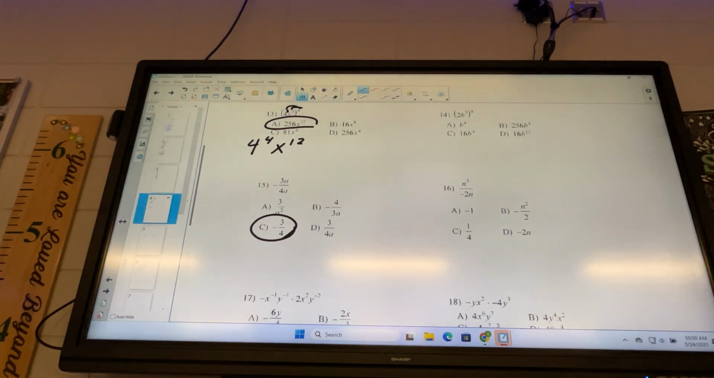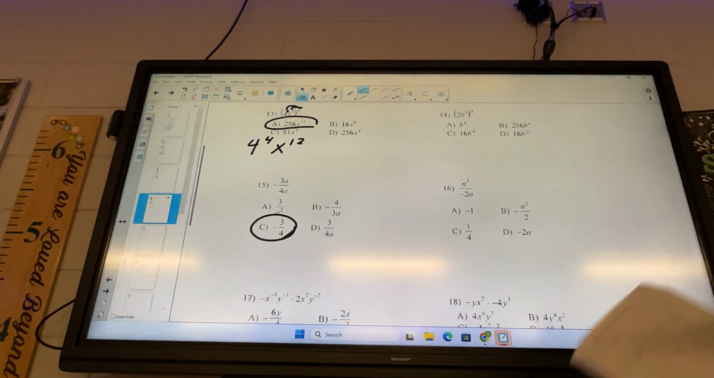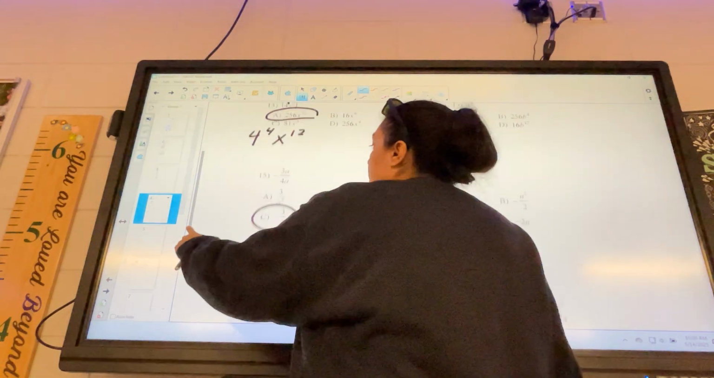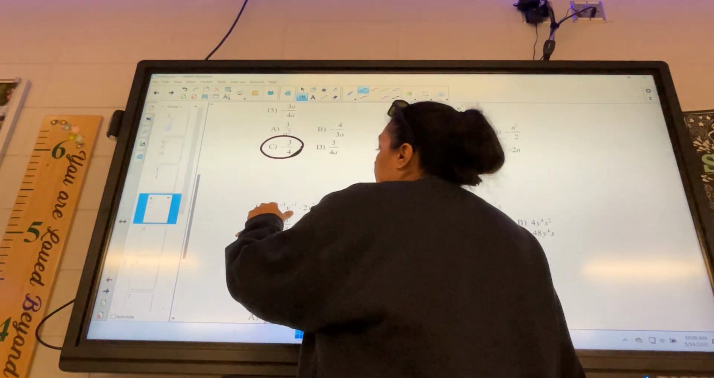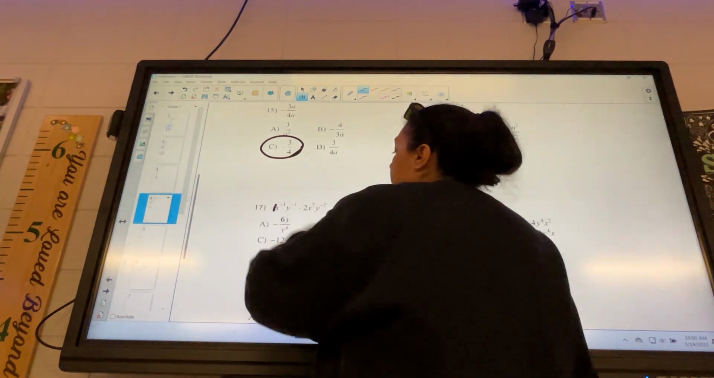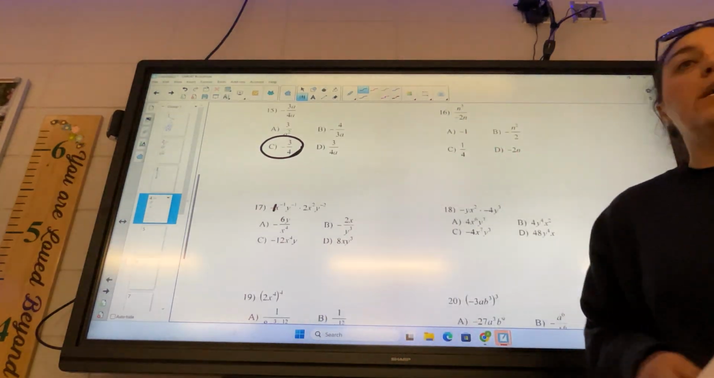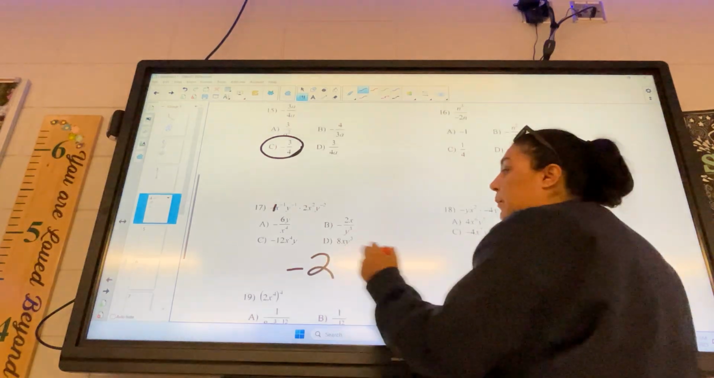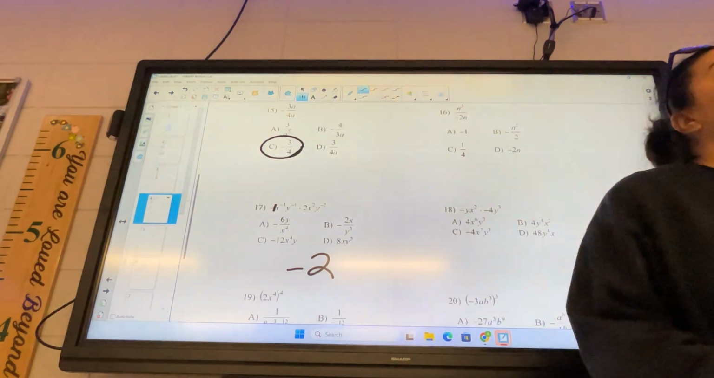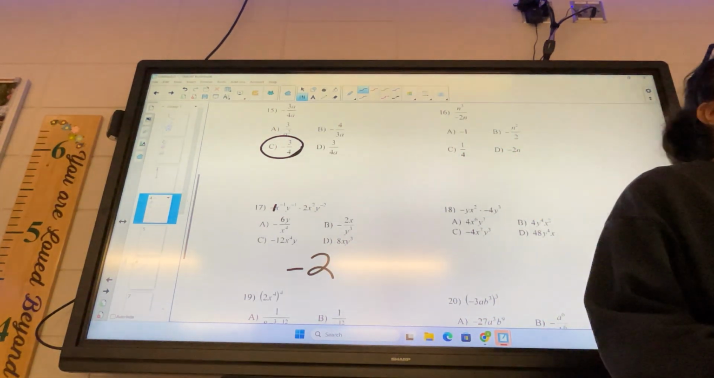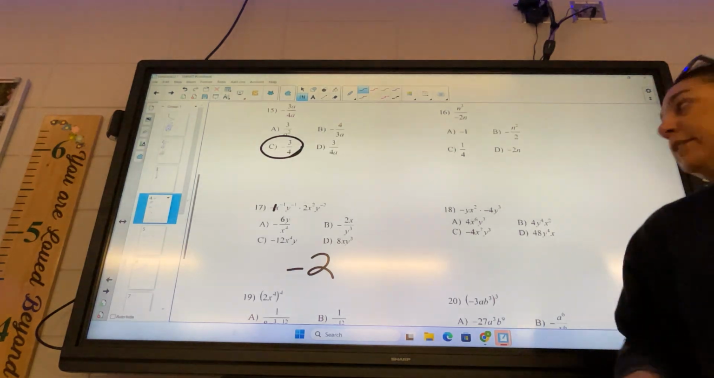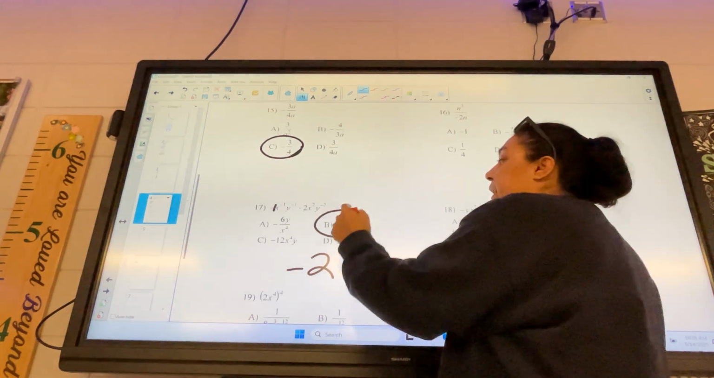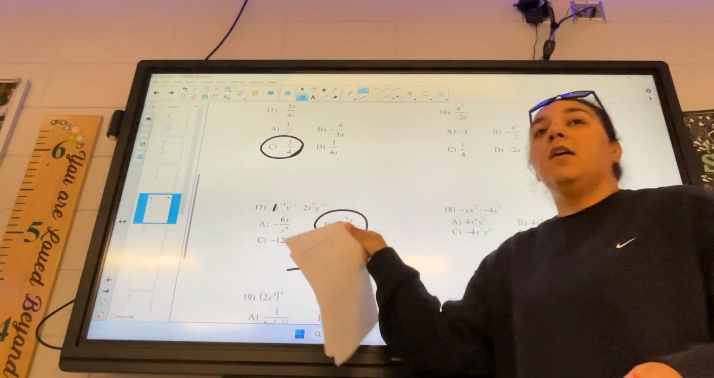Okay, 17 goes back to multiplication. You're going to multiply the big numbers, add the little ones. Okay, so -1 times 2. -1 times 2 is -2. So I know I'm going to have -2 for my big number. Okay, well at this point, do I need to continue? No, how come? Look at it. Yeah, it's got to be B. That's the only one with a big -2. The other one has a 6, 12, and 8.